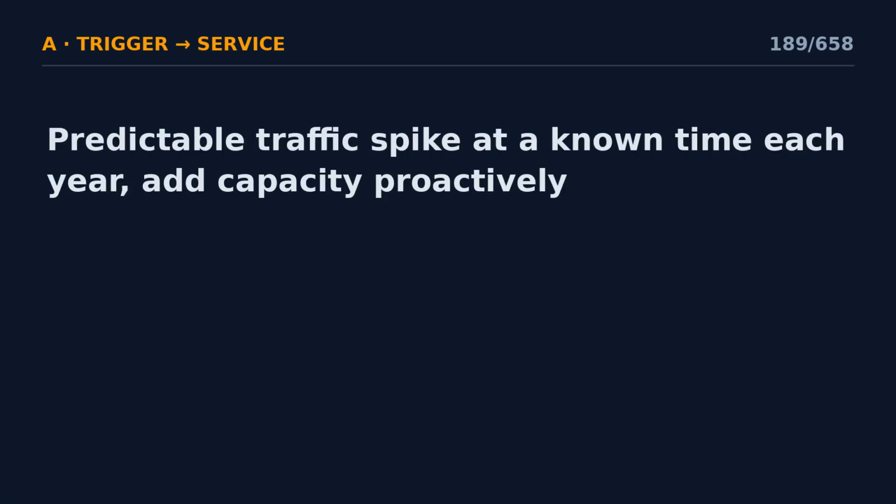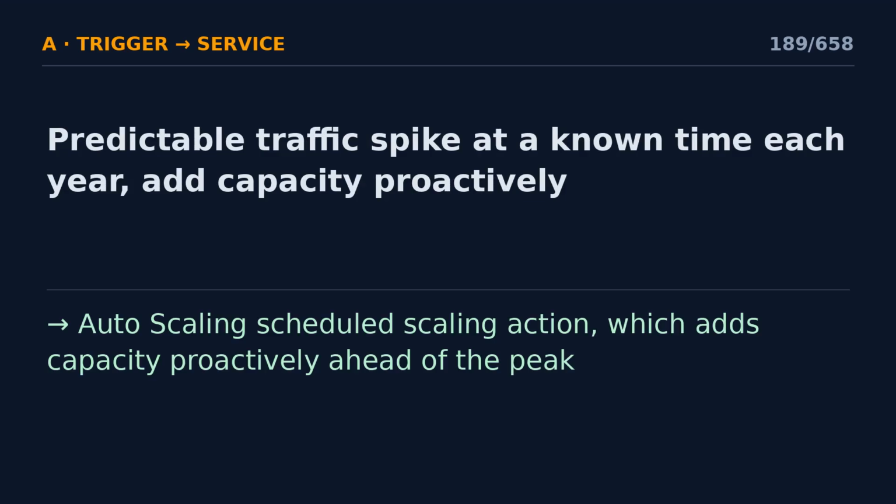Predictable traffic spike at a known time each year. Add capacity proactively. Answer: Auto Scaling scheduled scaling action, which adds capacity proactively ahead of the peak.